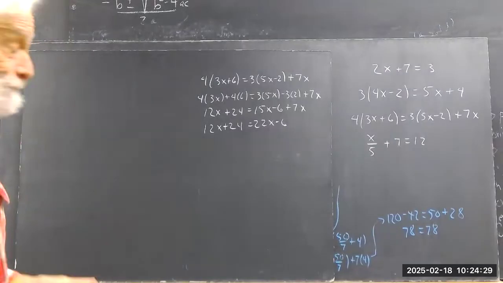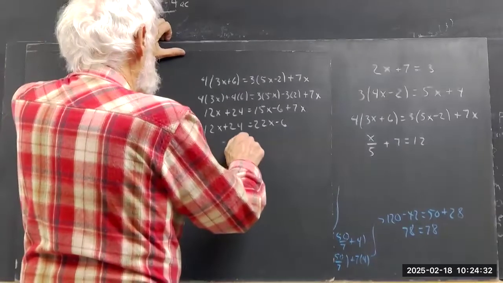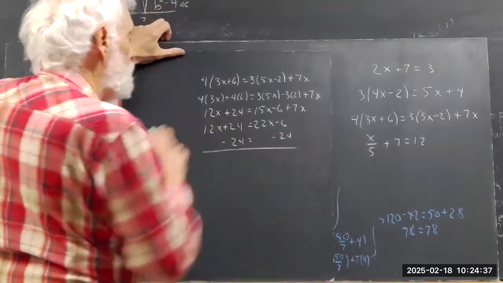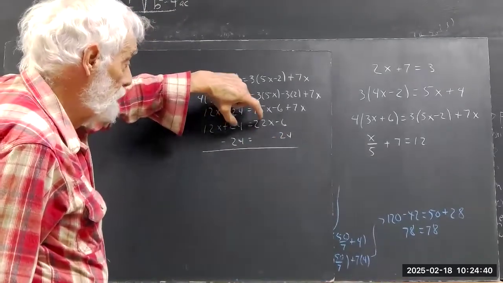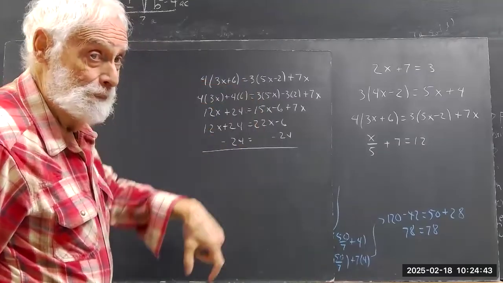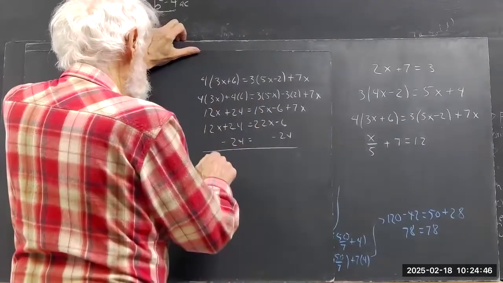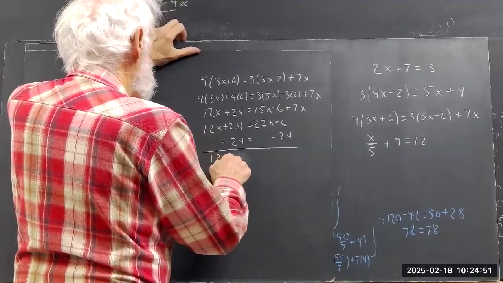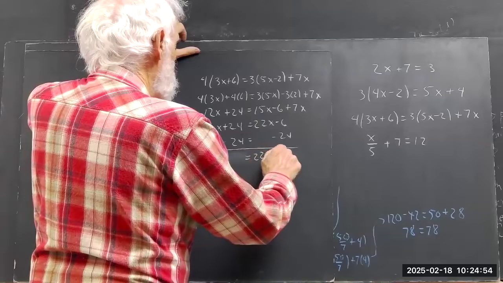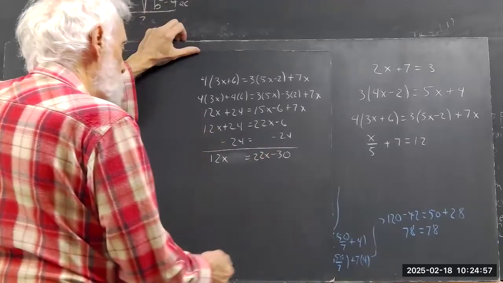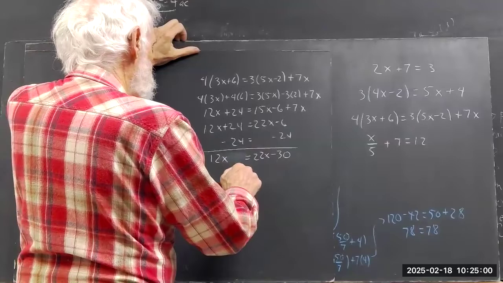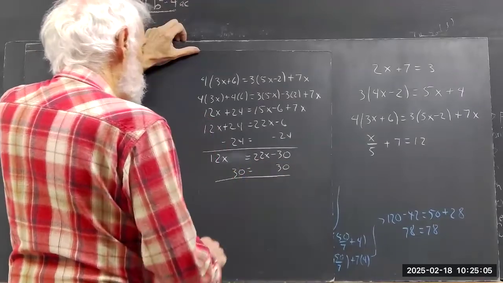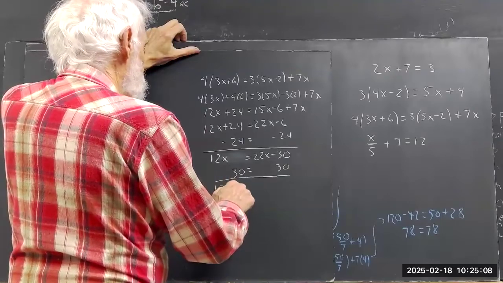Negative 24 equals negative 24. And add the two equations. If this equation is true, this equation is certainly true. Now, this equation is going to be true. So you have 12x. I'll leave the 12x as it is. Equals 22x minus 30. And we're going to get then 12x.